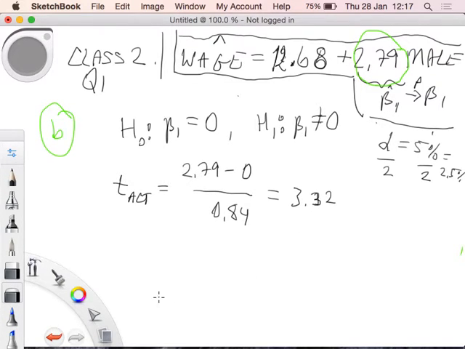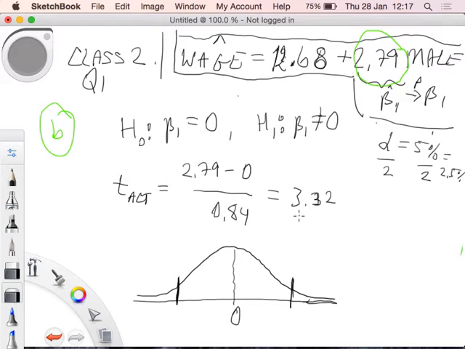3.32. And let's look at how it looks. We won't draw this sort of curves later, but for class 1 and 2 I'll draw them to get the intuition right for you guys. Now we want to test how far or how close our coefficient estimate lies from 0. So in this case we converted everything to standardized form.